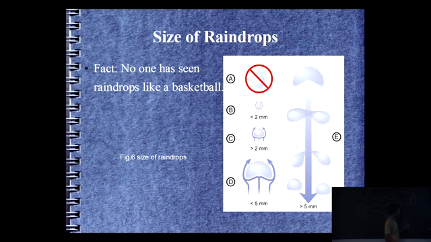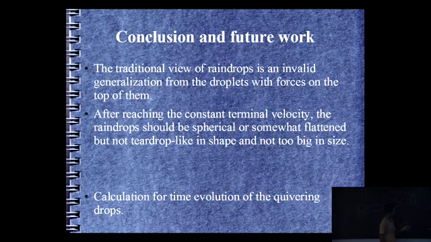but we don't know of any raindrop as big as a basketball. So they must be torn apart into small ones, just like this picture shows, and so that's my conclusion.